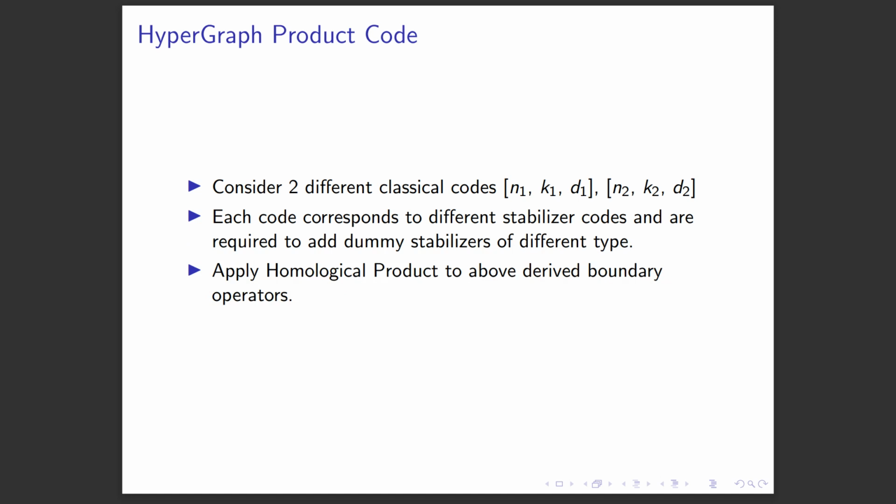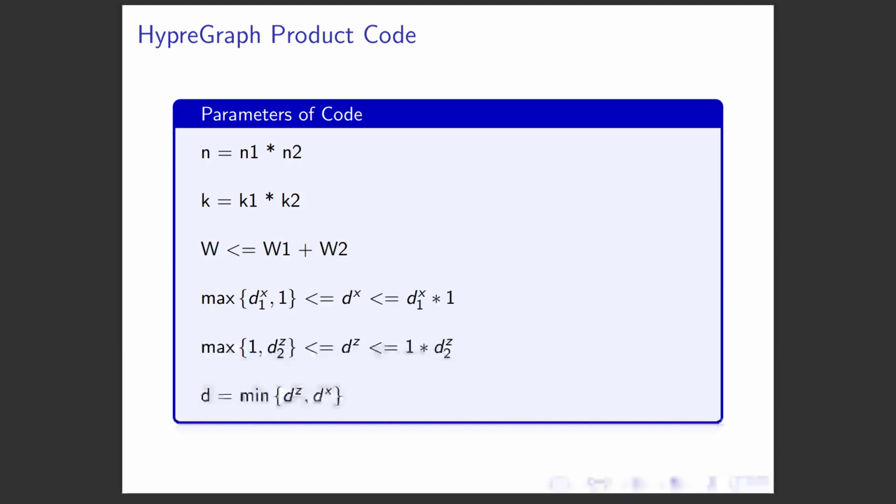The next step is, we'll take two classical codes with parameters n1, k1, d1 and n2, k2, d2, and treat them differently, in the sense that for one code we add X-type dummy stabilizer generators and associate the existing classical parity check matrix to the Z-type stabilizer generators, and for the other code we do exactly the opposite. The parity check matrix is associated with the X-type stabilizer generators and we add Z-type dummy stabilizer generators. After doing this, we get the boundary operators associated to these modified codes, let's say ∂1 and ∂2, and then by applying the homological product to ∂1 and ∂2, we get a new code.